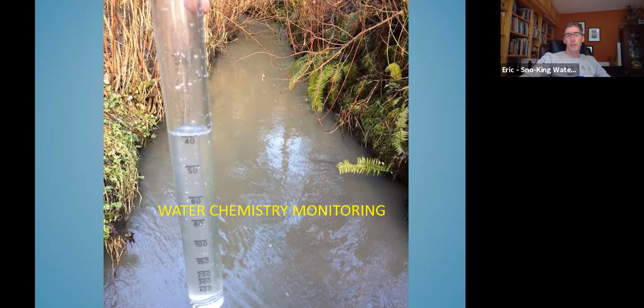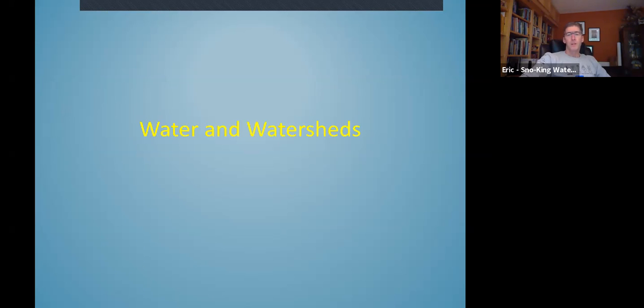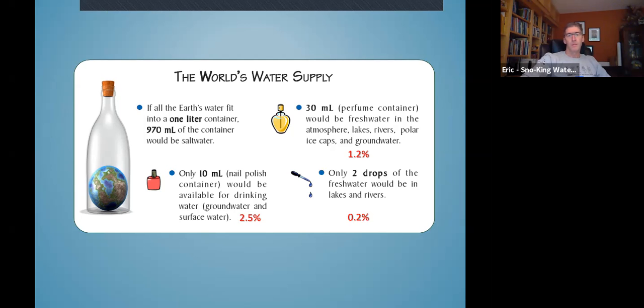We also do water chemistry monitoring, which involves things like turbidity, temperature, dissolved oxygen, and a number of other variables. Let's talk about some basic concepts on water and watersheds.